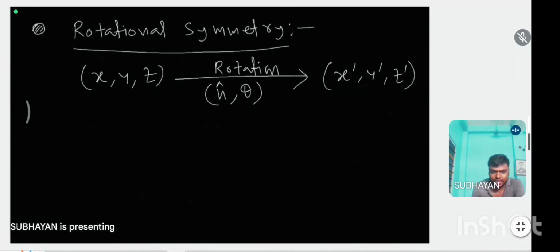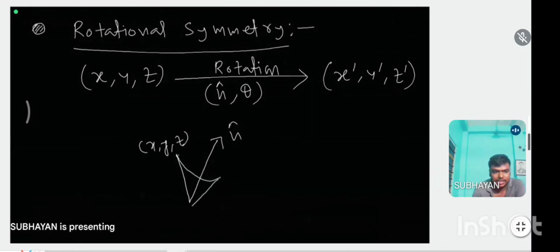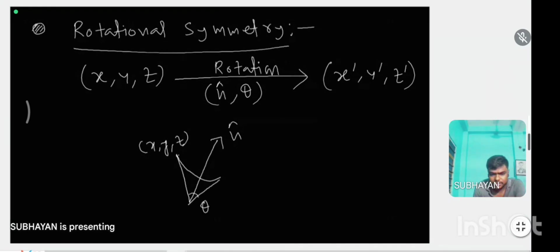That means suppose a point is at x, y, z, and this is the n cap direction, and after rotation by an angle theta, suppose this angle is theta, it goes to x prime, y prime, z prime. Okay. So after this rotation the system remains invariant. That's why I am calling it the rotational symmetry.